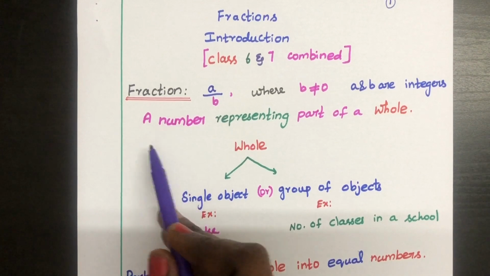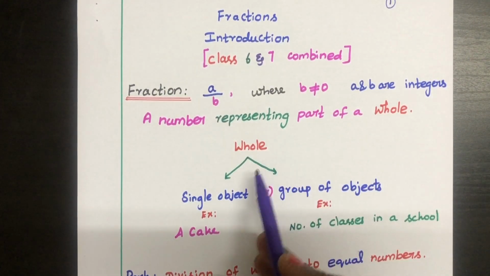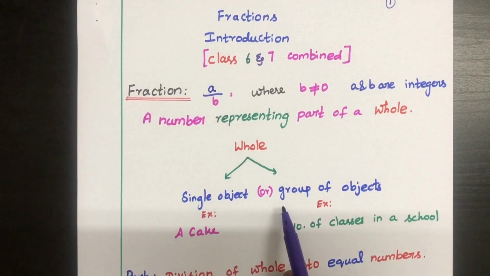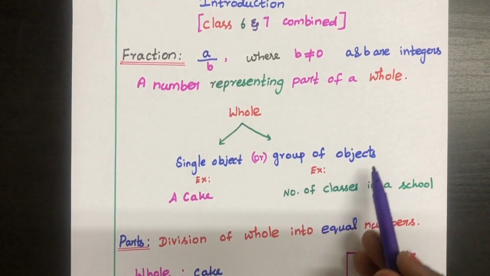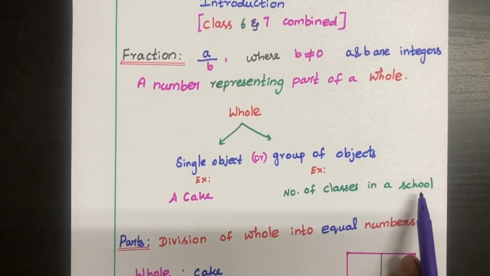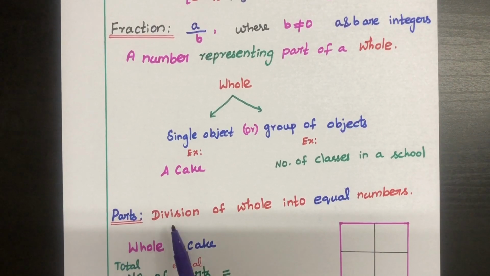Fraction means a number representing part of a whole. What is whole? Whole may be a single object or group of objects. Example for single object is a cake. Example for group of objects is number of classes in a school. So a group of classes will give you a school. Now, parts means division of whole into equal parts.